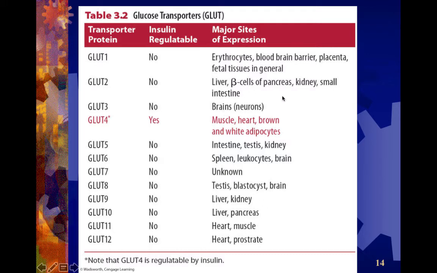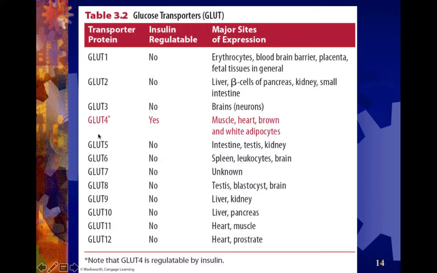So I want you to put stars by GLUT2, GLUT4, GLUT5. Those are the ones that you need to know more details about. For example, you need to know that GLUT2 is not regulated by insulin, but you need to know that it's in liver cells, beta cells, and the small intestinal cells.